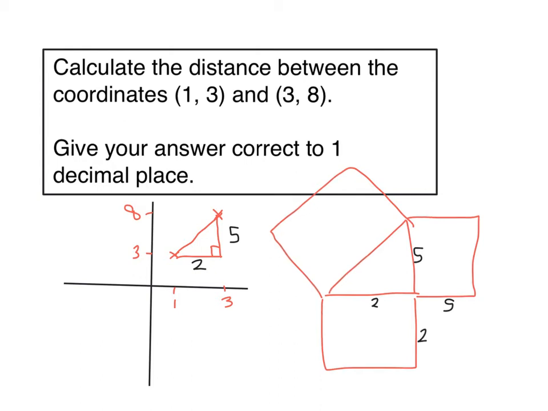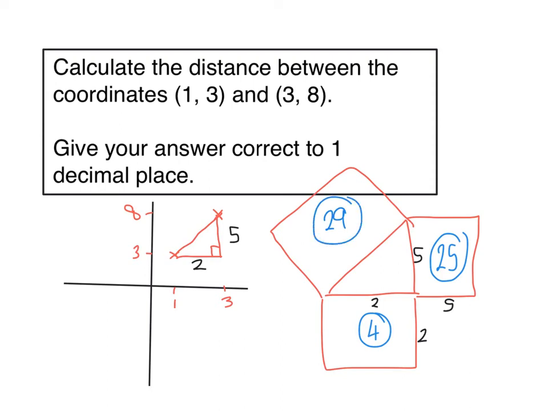Now we know that with Pythagoras, the area of these squares coming off the triangle add together to give the total area here. So I've got 5 times 5 is 25, and I've got 2 times 2 is 4. So 25 add 4 is 29. So that's the area of this square here.